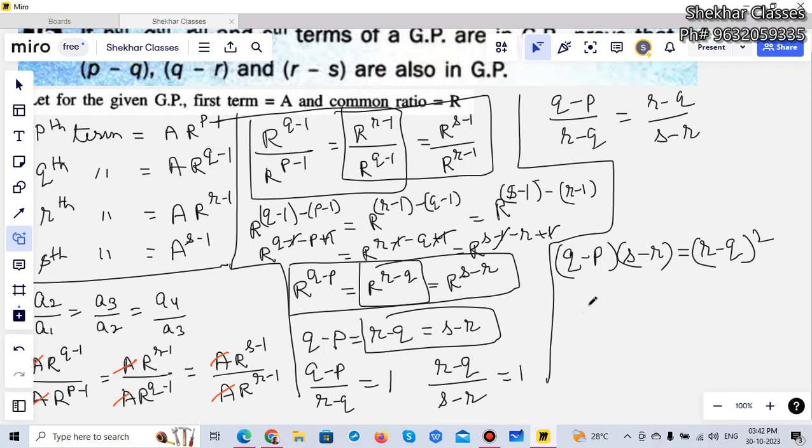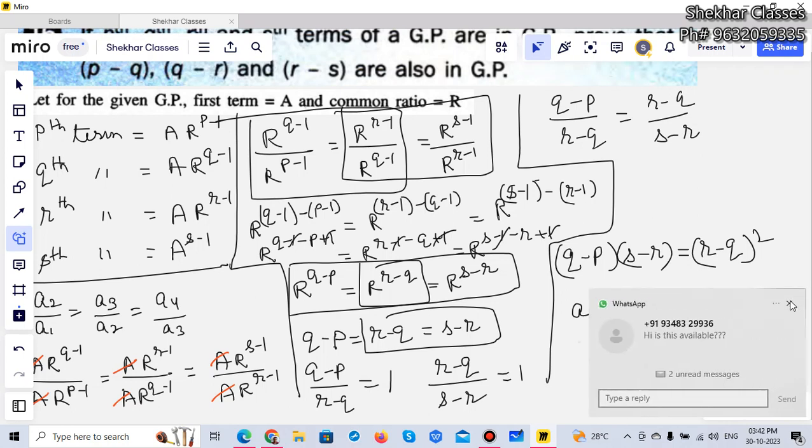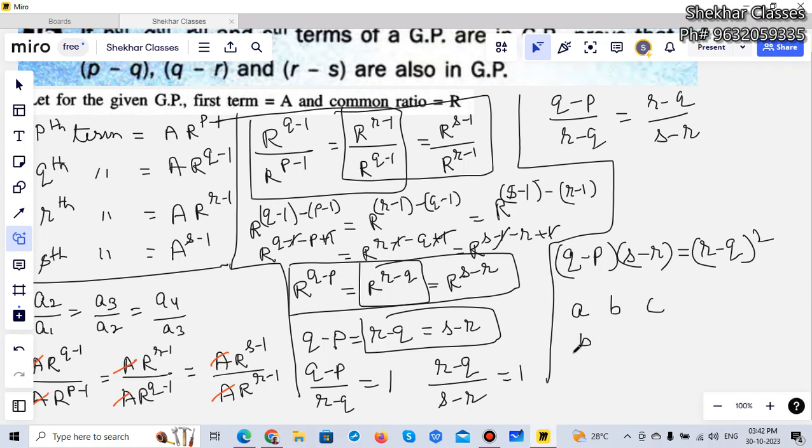So we can say these two are the extreme terms, right? For example, if A, B and C are in GP, then what happens? B upon A is equal to C upon B. So does it not become B square is equal to AC? Don't you see it is the same thing here, right? This is the middle term here, and these two are the extreme terms.